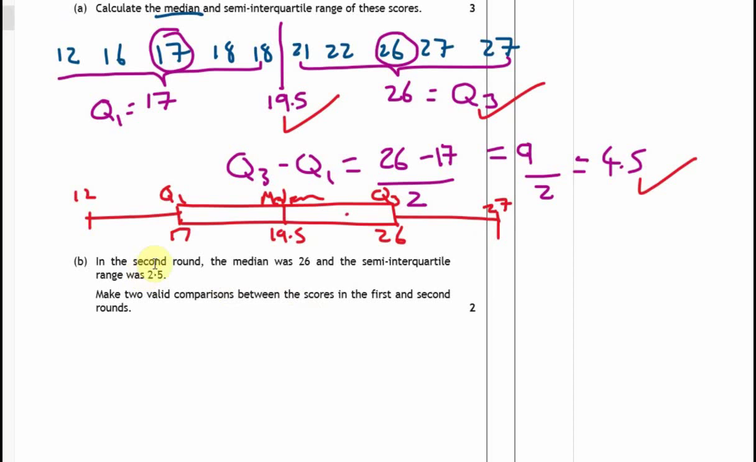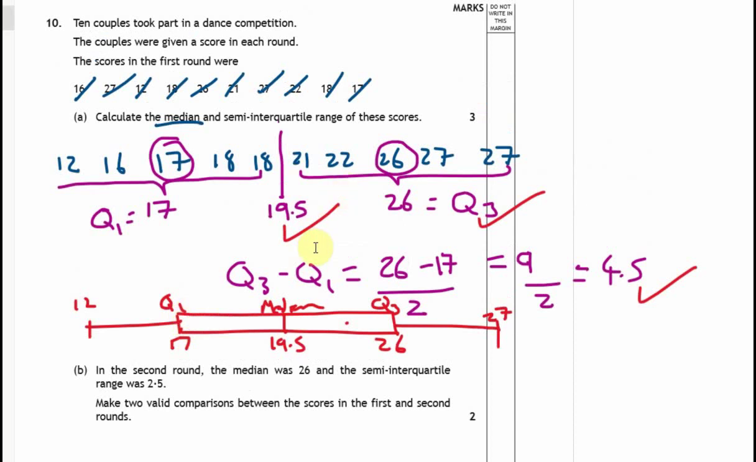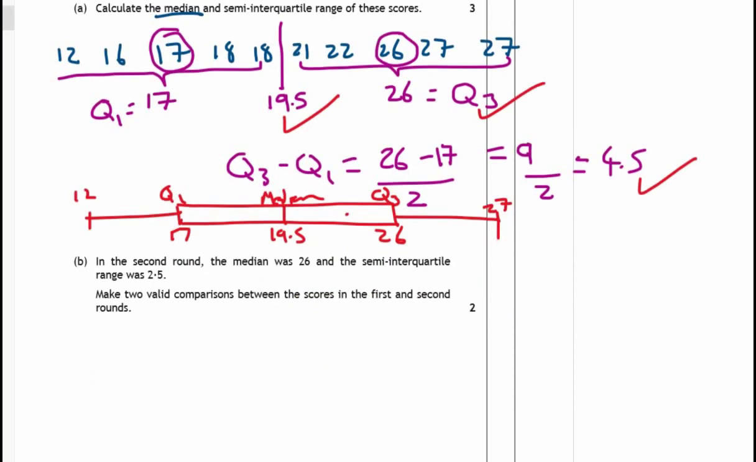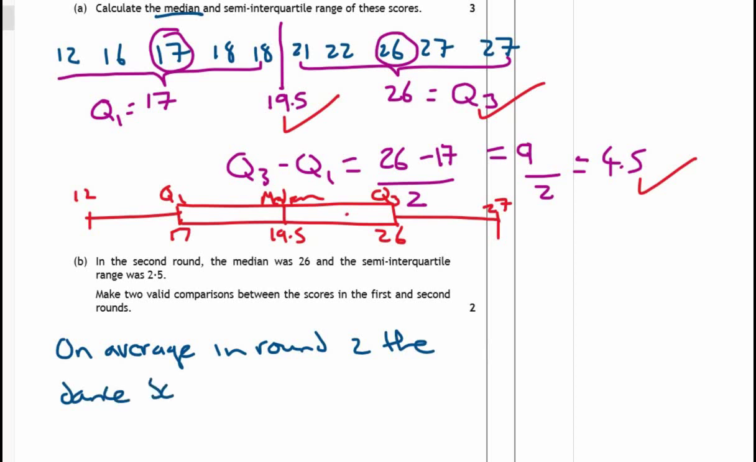So in another round in the dancing, the median was 26 and the range was 2.5. Make 2 valid comments. Well, before the median was 19.5 and now it's 26. So it's gone up, hasn't it? So I'd be saying on average, in round 2, the dance scores were higher. And notice I've not said the medians were higher, because that's not really answering the question.